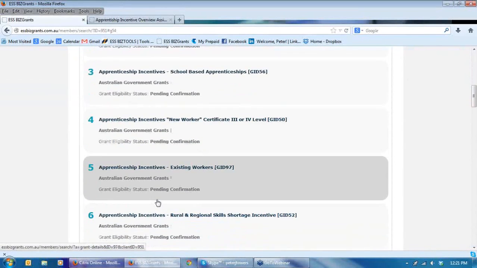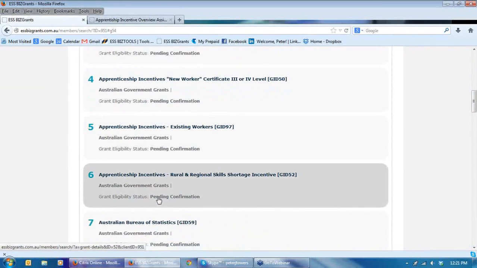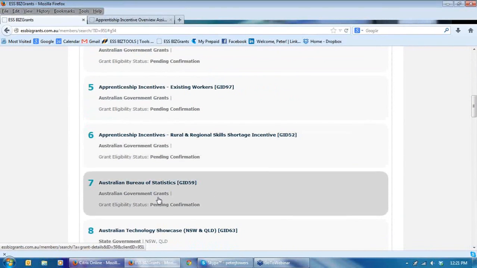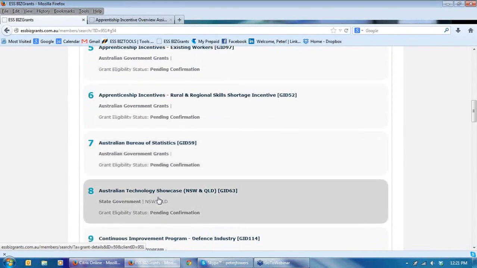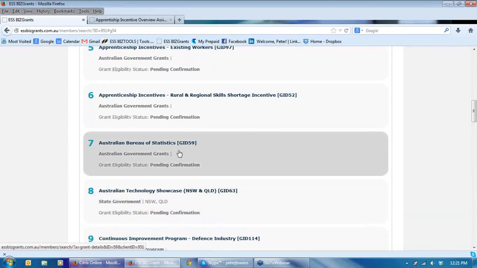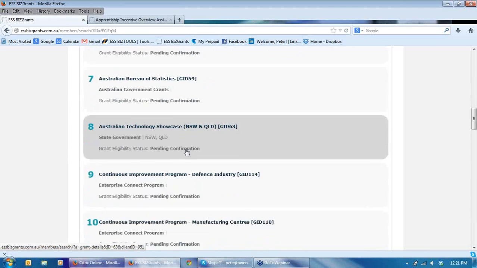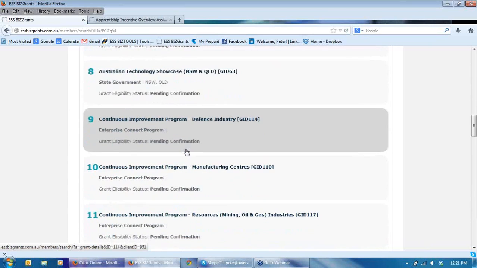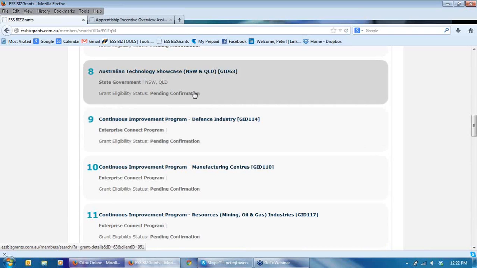So if we keep on, and I'm just going to browse through this and just pick a couple of grants just to show you. The Australian Bureau of Statistics, that information's all free since Mr. Costello, when he was Treasurer, made it free about 8-9 years ago. There's some very good information there, and small businesses, I think, can really get some good data there to look at in their businesses. Some of these grants are New South Wales or Queensland only. That's the Australian Technology Showcase.